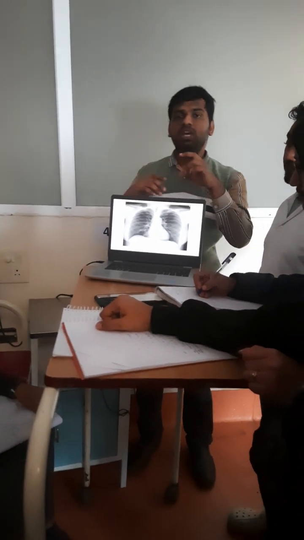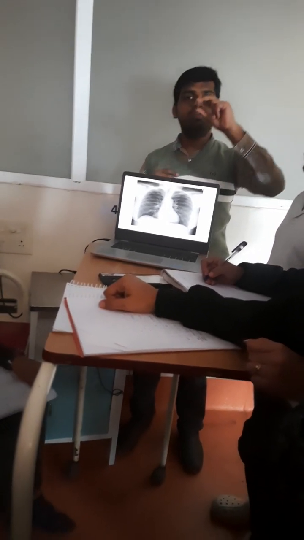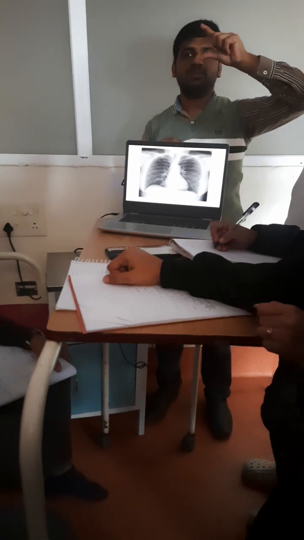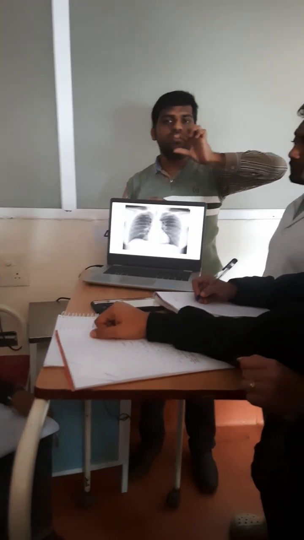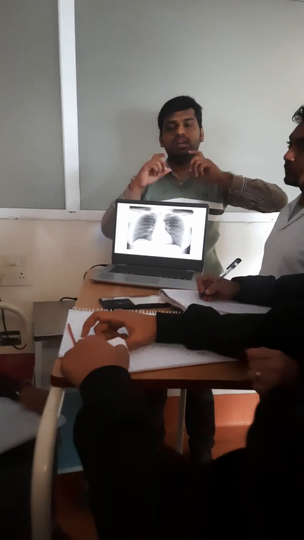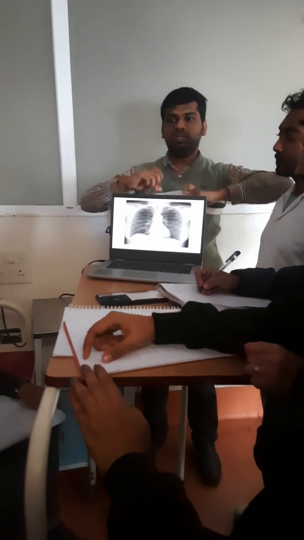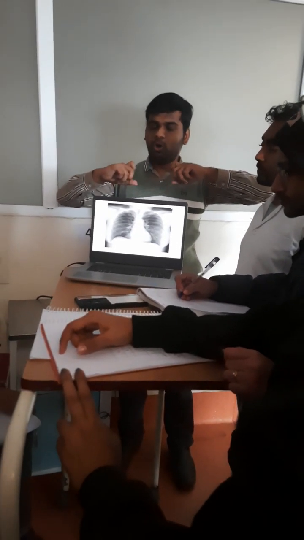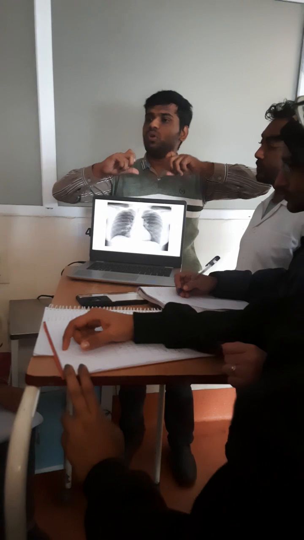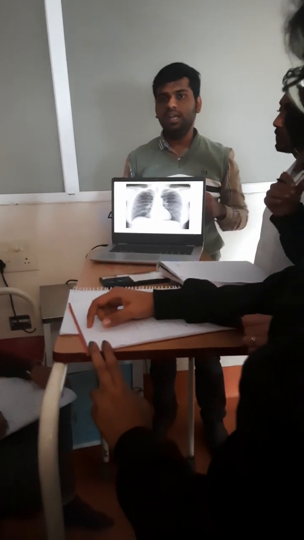And one more thing is, in a hyperinflated lung, the position of the ribs will also increase. Normally the ribs' position will also increase because the volume of the lung increases, so the ribs also stretch up. Clear?